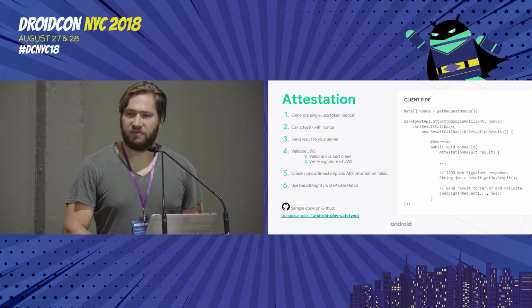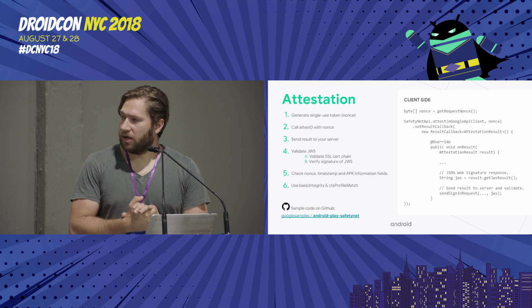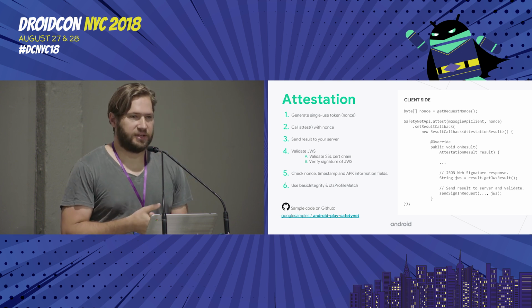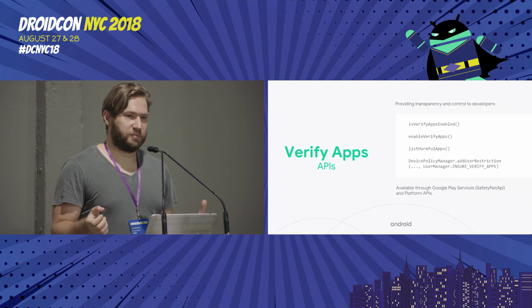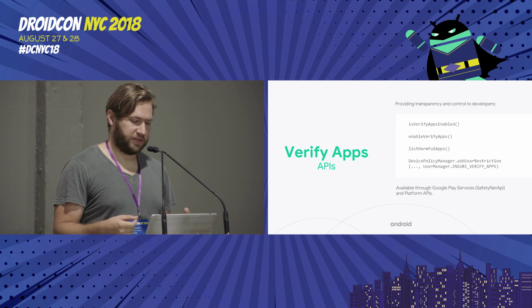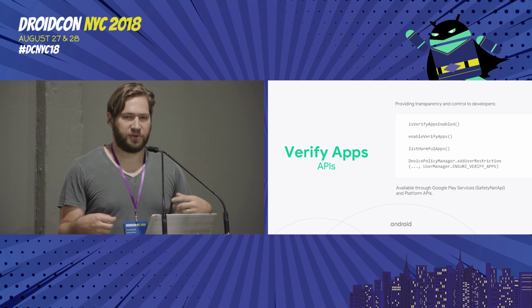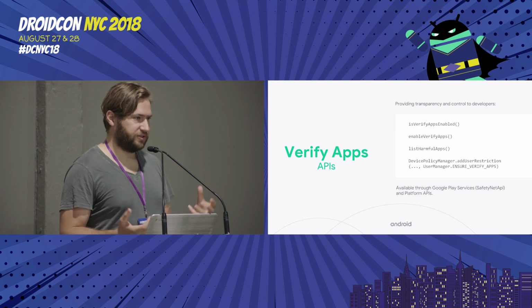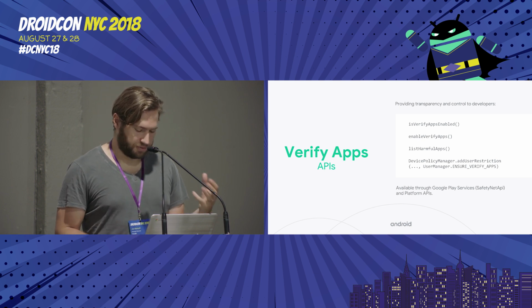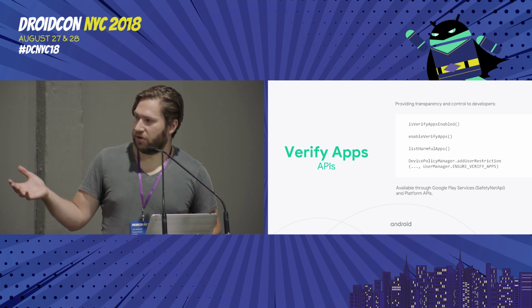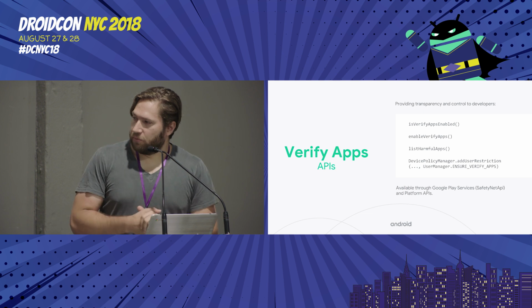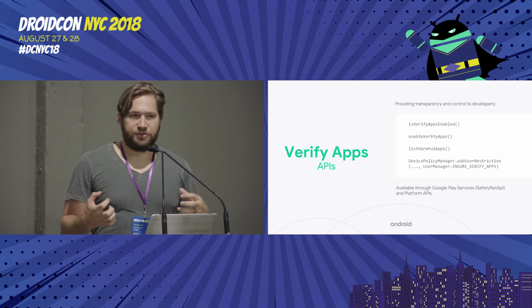The next one is verify apps. So the important piece here is that SafetyNet can also give you a list of potentially harmful applications on a device. So if Google Play Protect, which is constantly scanning your applications and constantly scanning what's on Google Play, notices something that's out of the ordinary and shouldn't be there, this is something that you can call, and it will return a list of potentially harmful apps to you.